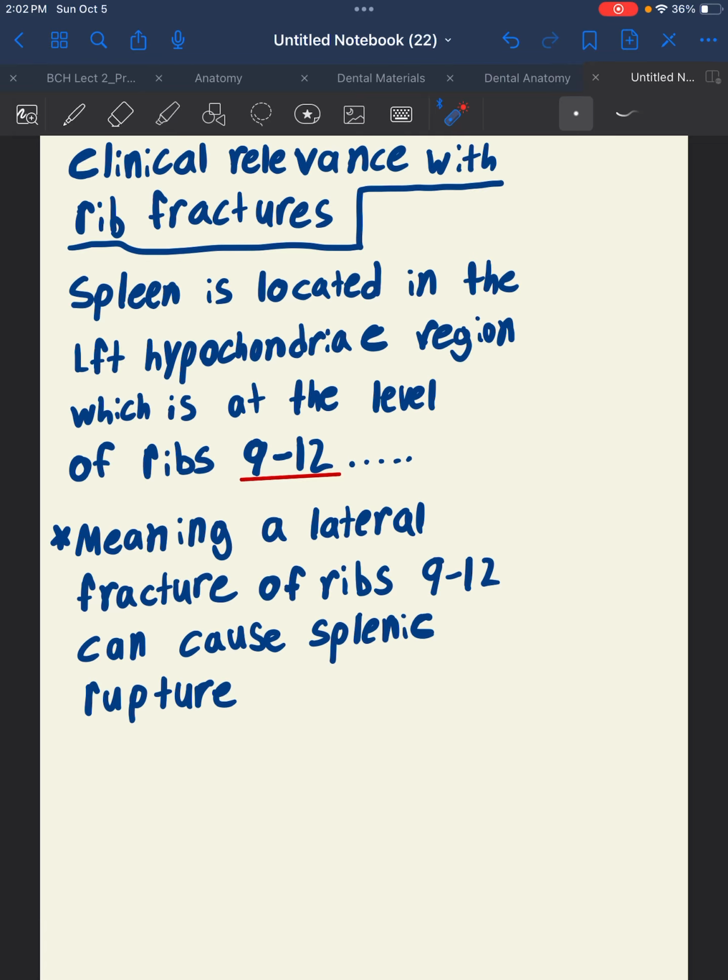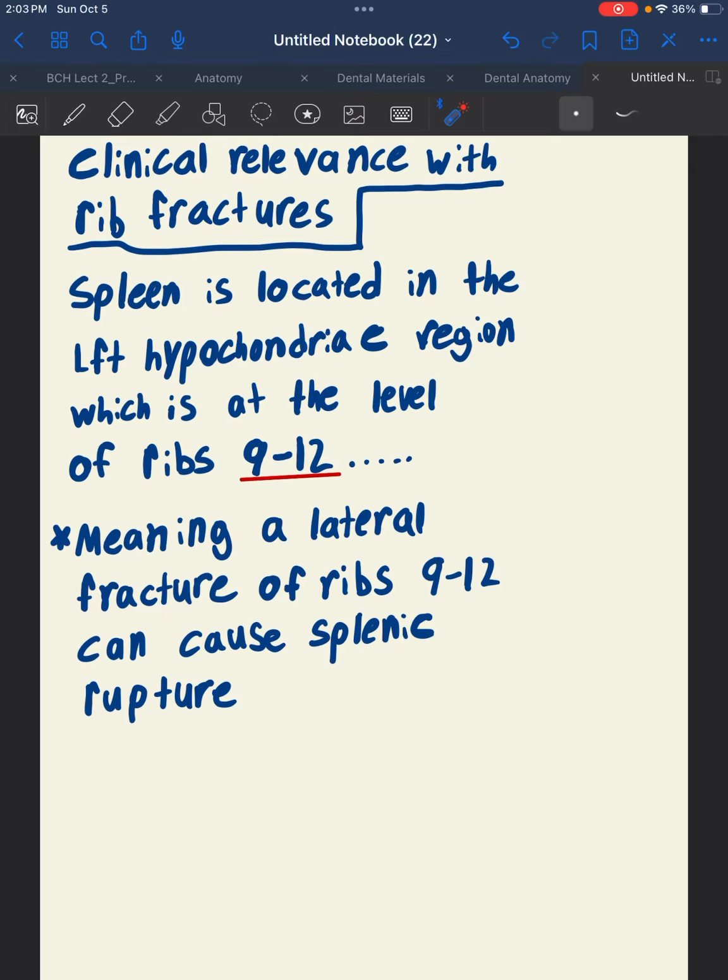Clinical relevance of the spleen. So if you ever get a lateral fracture of ribs 9 through 12, there is a chance that the fracture could puncture the spleen and cause the spleen to rupture or cause trauma to the spleen. And that can be a medical emergency. Not always, but it can be.